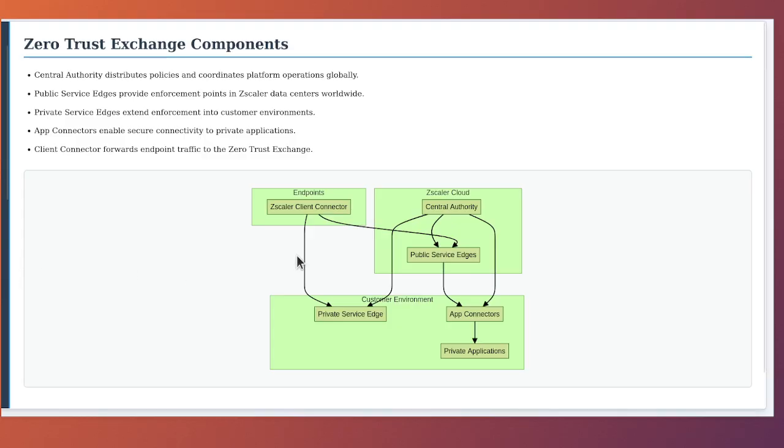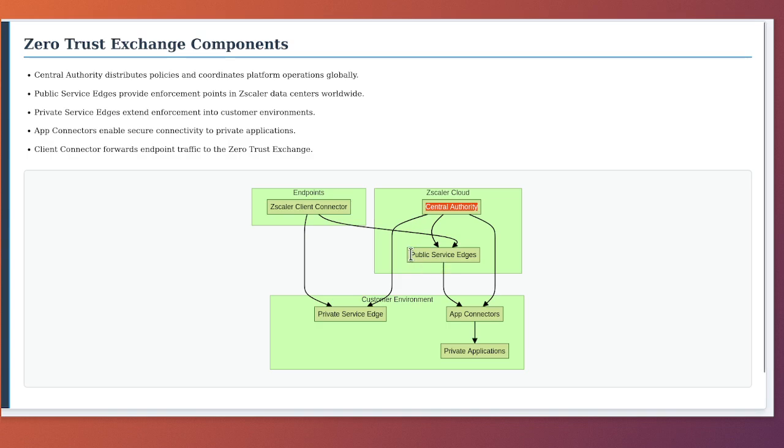When you make configuration changes in the Zscaler admin portal, those changes are pushed to the central authority and then distributed to all relevant secure service edges within seconds. This ensures consistent policy enforcement regardless of where users connect.